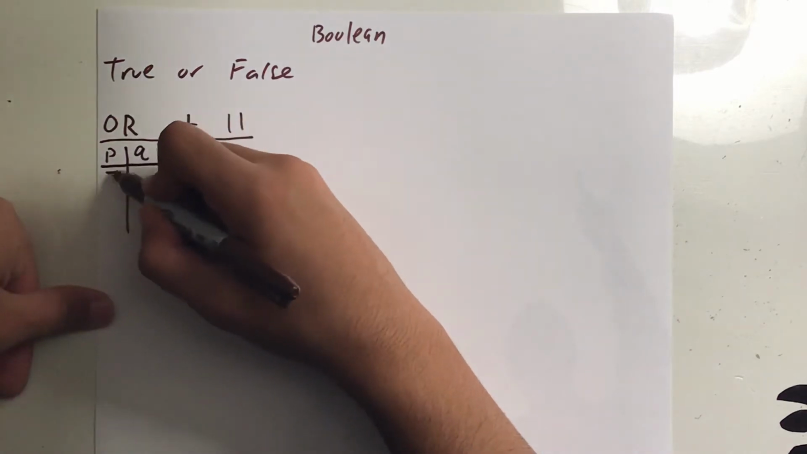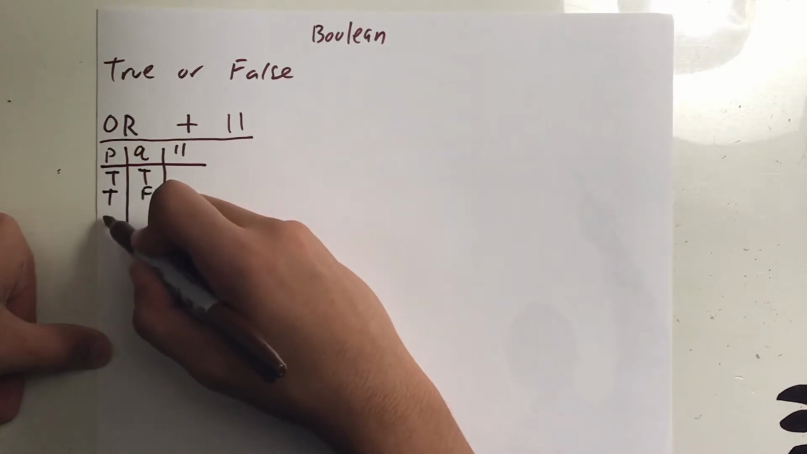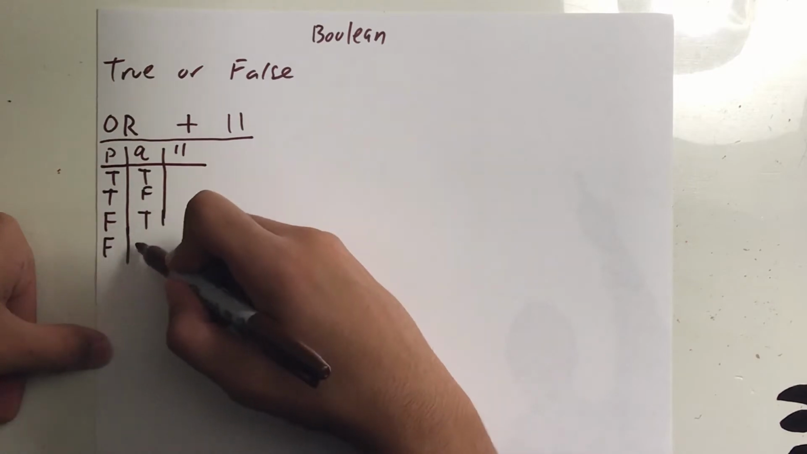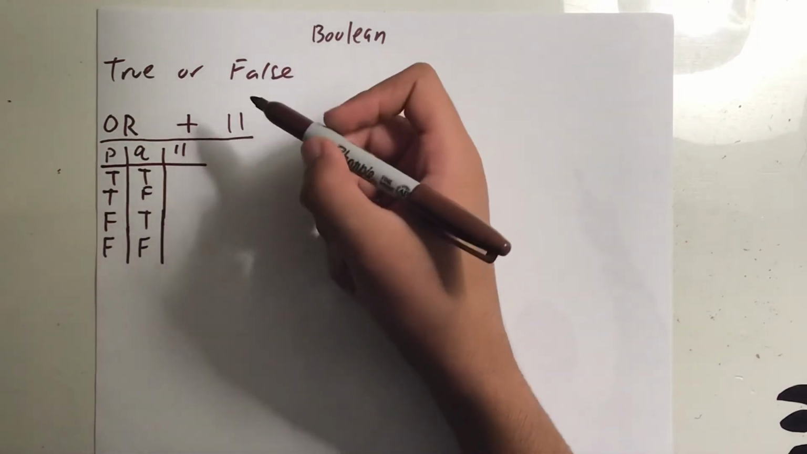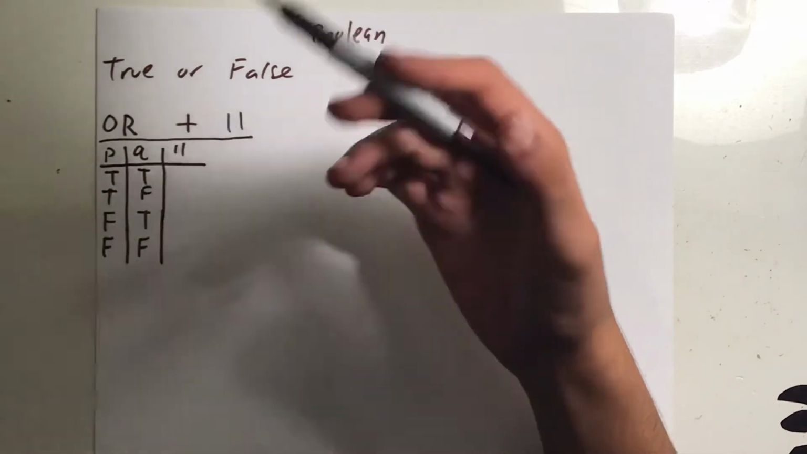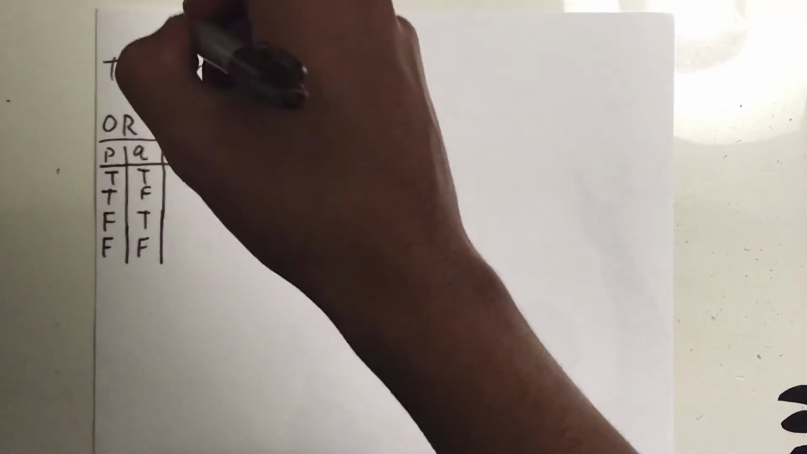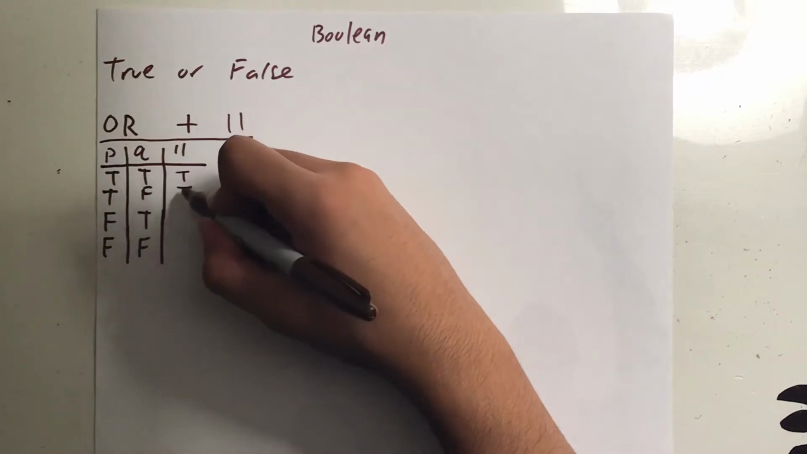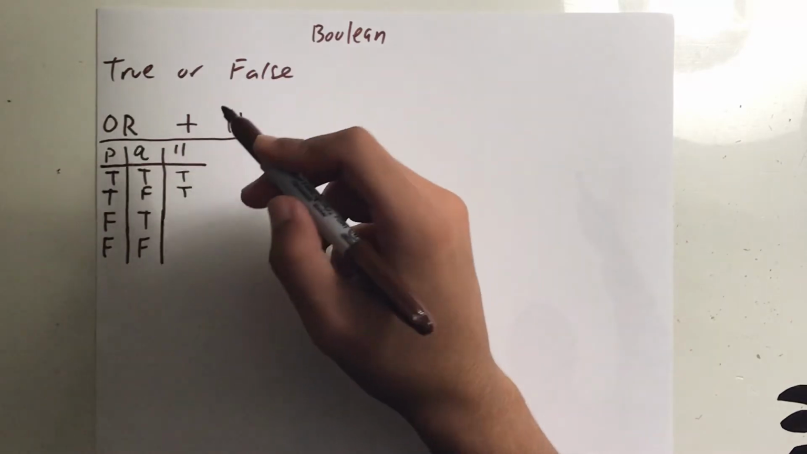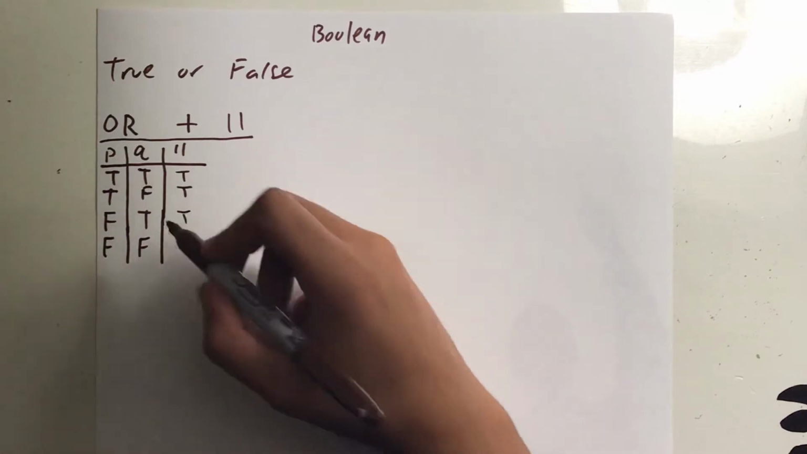So let's say we have P as true, Q as true, P as true, Q as false, P as false, Q as true, and P as false and Q as false. And then we see what values we get when we OR them. So if we get true and true and we OR them, the result is going to be true. If we go true and false, the result is going to be true. If we go false and true, the result is going to be true. And if we do false or false, the result is going to be false.